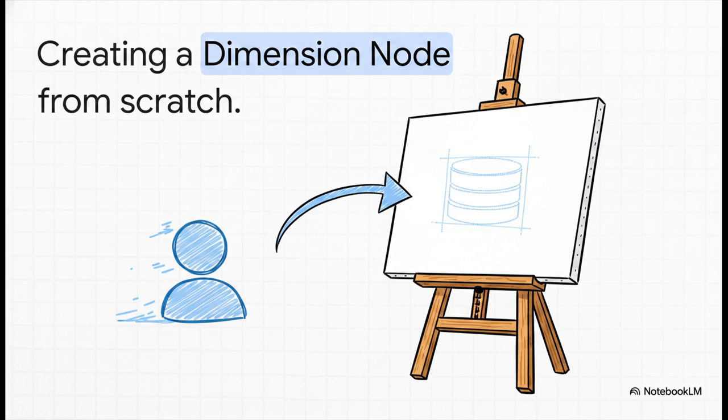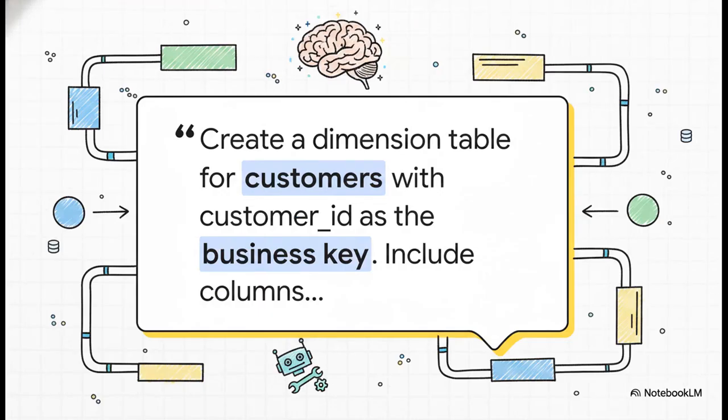Okay, let's see this thing in action. We're going to start with a super common task, creating a customer dimension table completely from scratch. I mean, just look at this prompt. It's so simple. You're just telling it what you want, almost like you're sending a message to a teammate. You say the node type, the business key, the columns you want, and that's it.